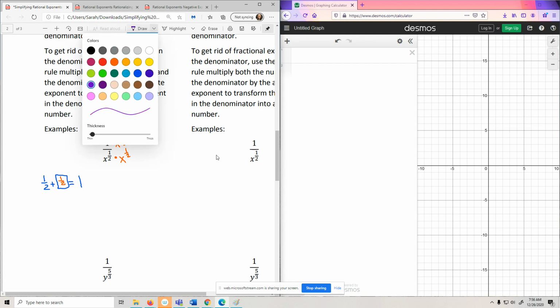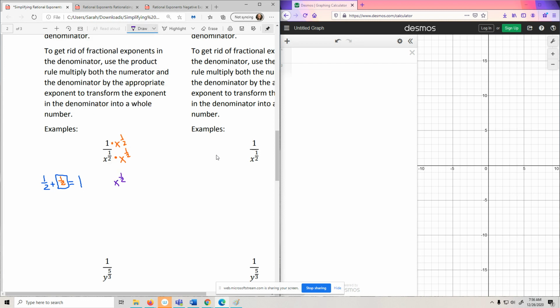Once I actually carry out this multiplication, my problem will be completely simplified. Up top, 1 times x to the 1/2 is just x to the 1/2. Down in the denominator, we've already done the hard work for this. 1/2 plus 1/2 is 1, so x to the 1/2 times x to the 1/2 is x to the 1, which is the same as x to the 1/2 over x. So to get from here to here, we are thinking, what do I need to add to this fraction right here to turn it into a whole number? Multiply top and bottom by x to whatever that exponent is.